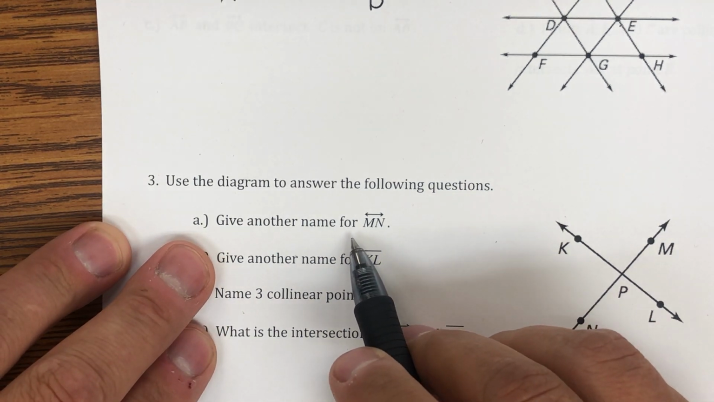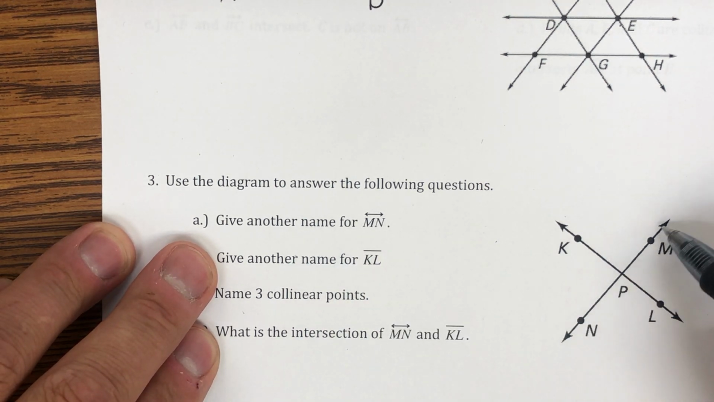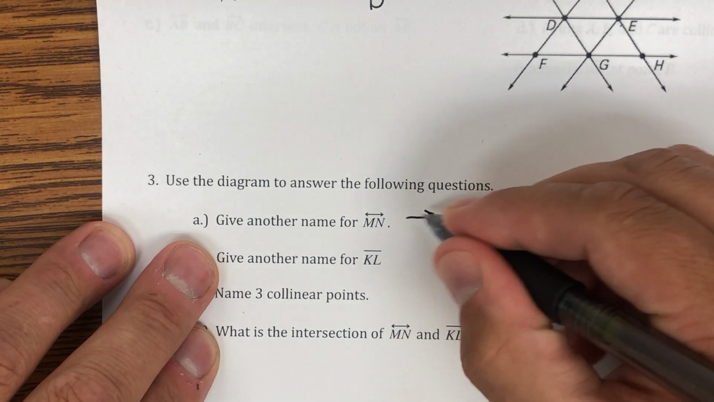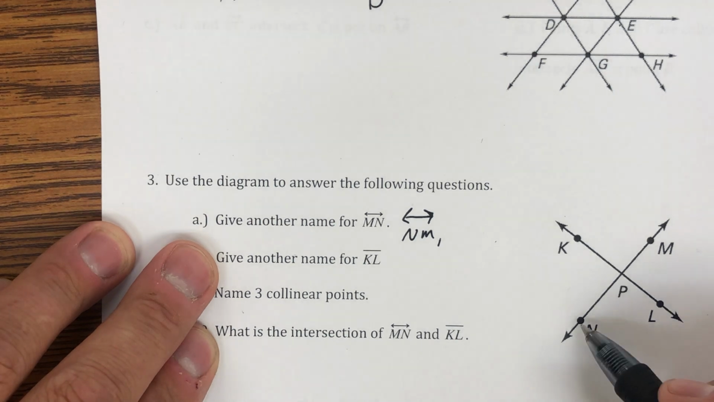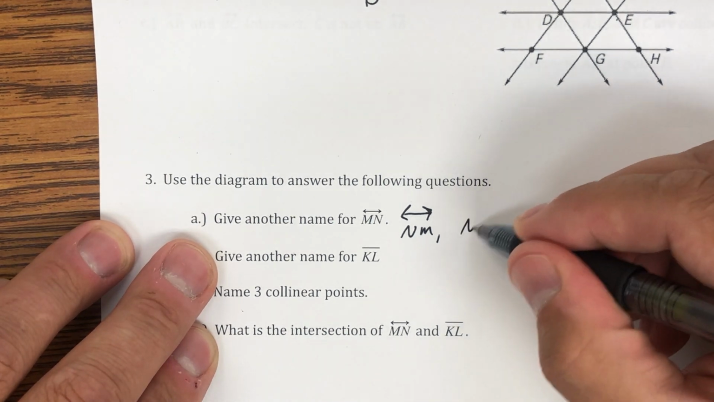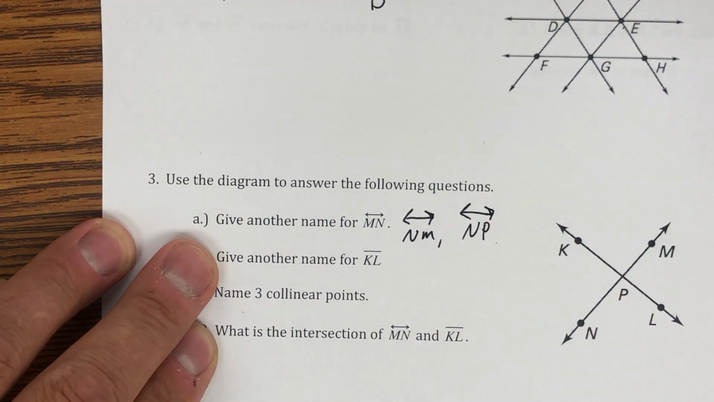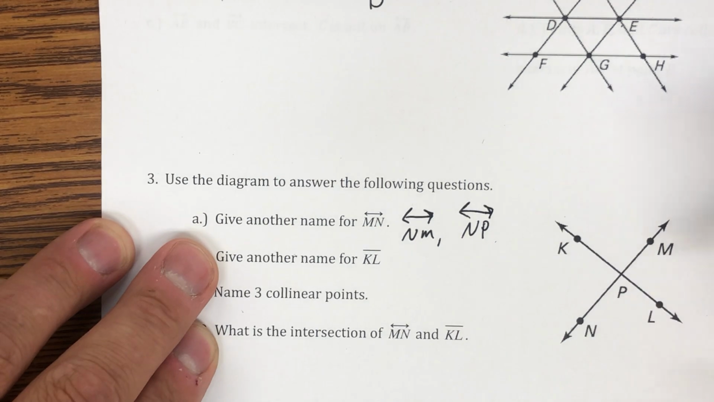It says, give another name for line MN. So the first thing I want to do is identify MN. I could name that NM, changing the order. Another option could have been, I could also call it NP. Keep in mind the line symbol above it with the arrows. Because NP, those are both also on the line as well. I also could have called it PM.